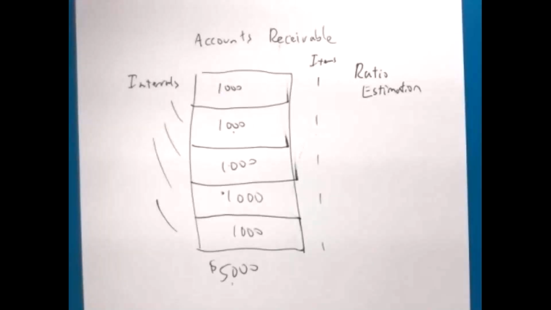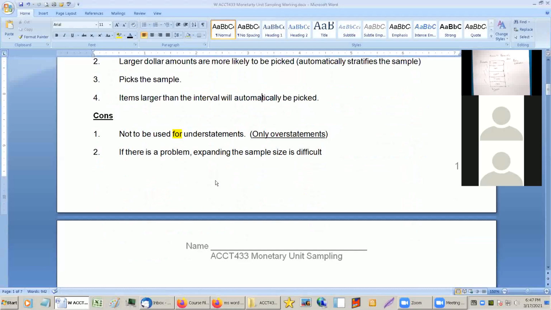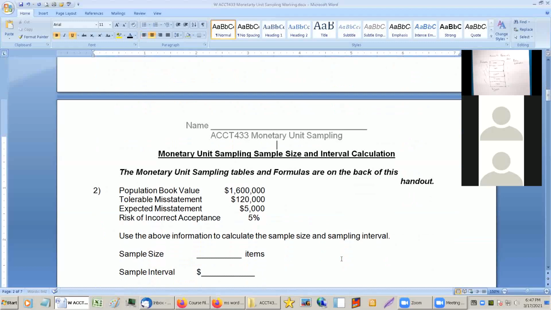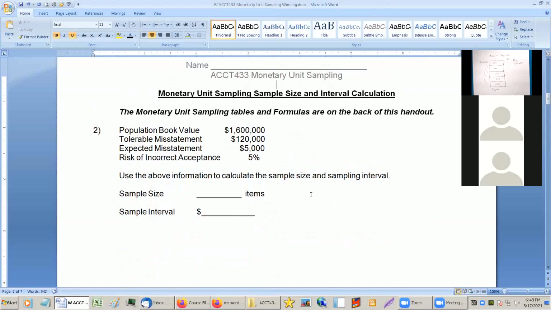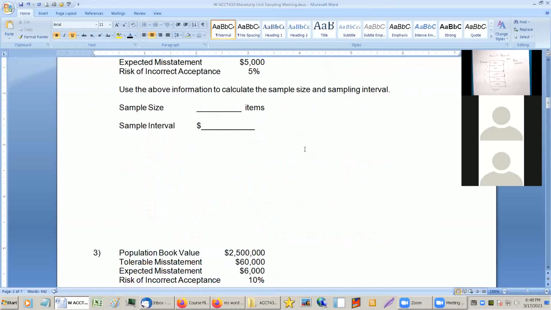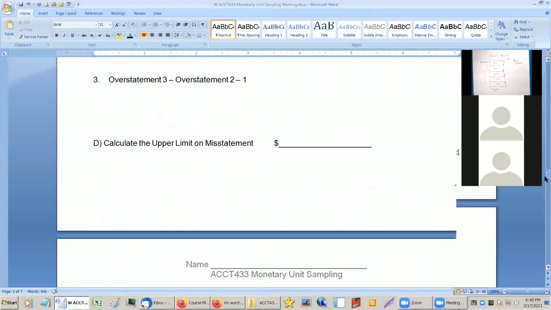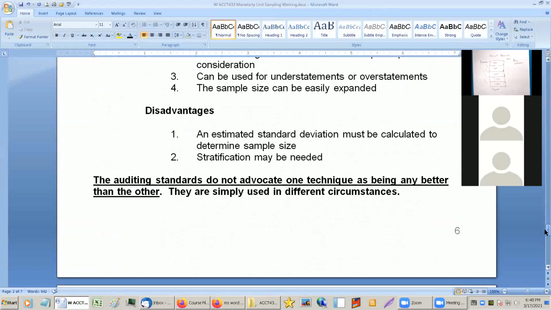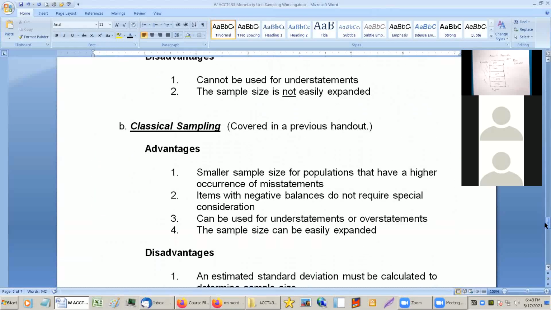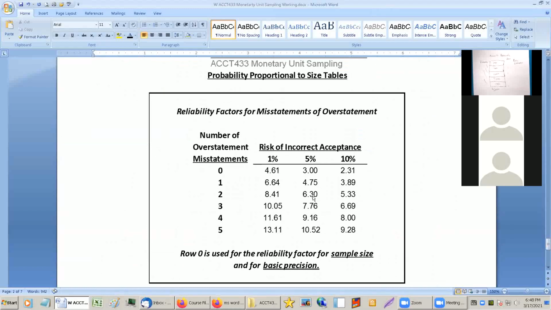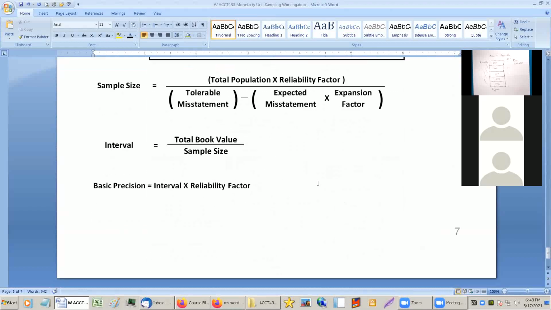So let's go back to this. That is kind of the idea behind it. And now we are going to do the nuts and bolts of this thing. Now, to do these, we need to go to the last page of the handout. Okay, so the very last page of the handout, page 7.